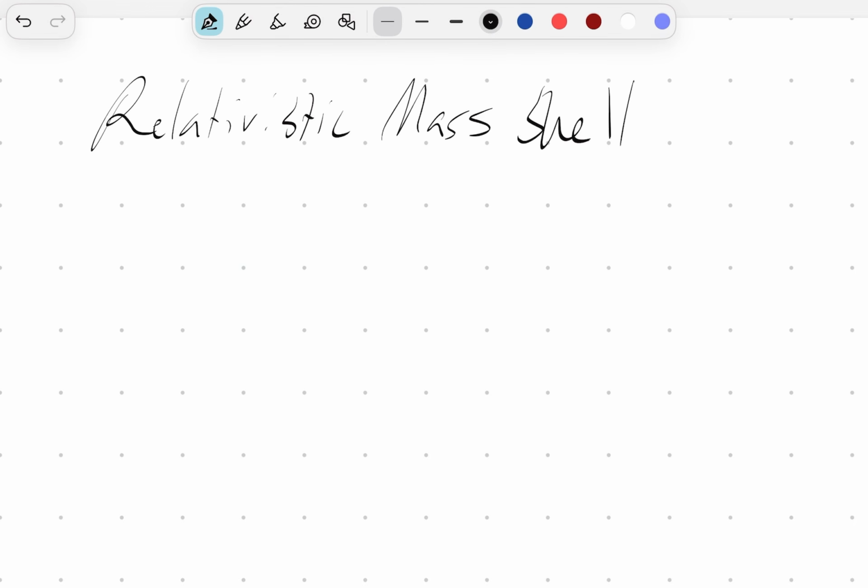Today we're going to be motivating the Dirac equation. And this equation is pretty much the foundation for quantum field theory. Now, we're making this choice of motivating special relativity first, so let's go ahead and do that. The relativistic mass shell.